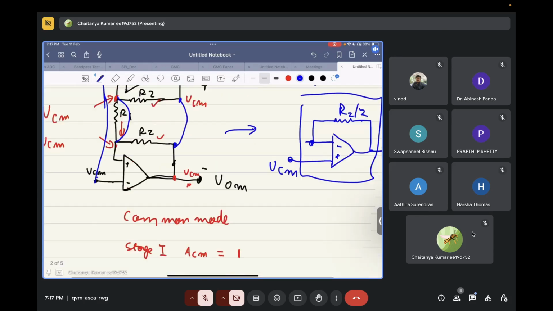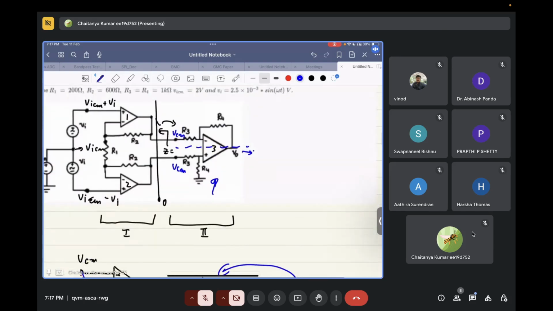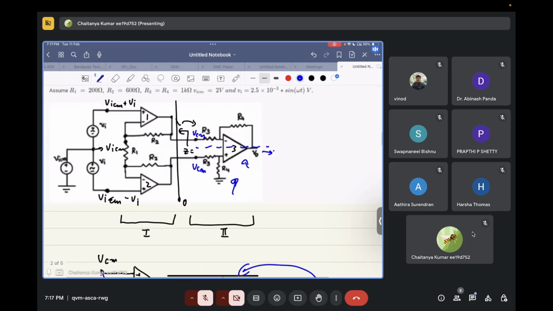So this particular circuit makes sure that the common mode swing at the output of this node is completely equal to 0. Whatever swing happens at the common mode, it won't impact the output of this amplifier. Is it clear? Yes, sir. So now any other doubt in this?